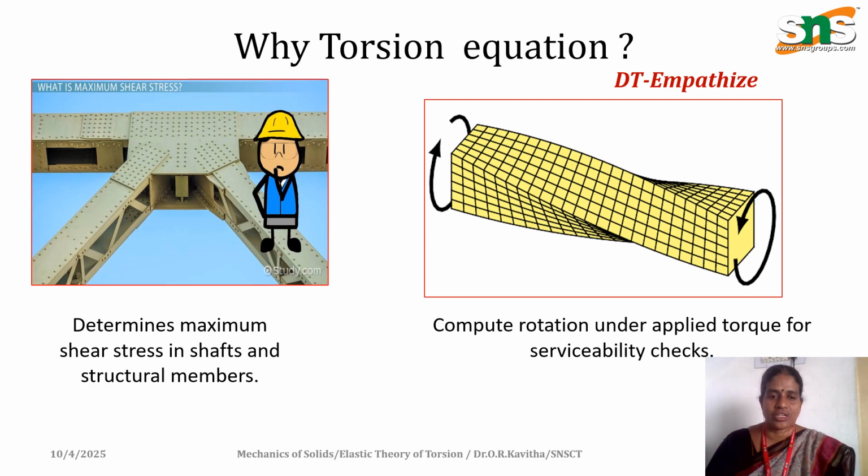Now, this is the main application of the torsional equation. Here you are seeing a steel structure. In these places you can see that many connections are used. There are different types of connections. It may be riveted, bolted, and also welded. In most places we are using bolted connections. In those places the determination of stresses is very important.